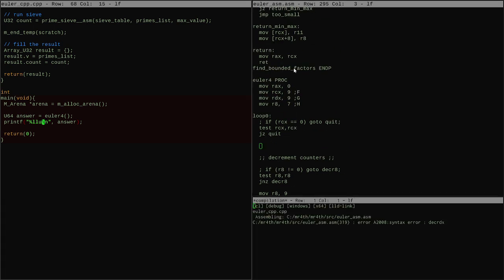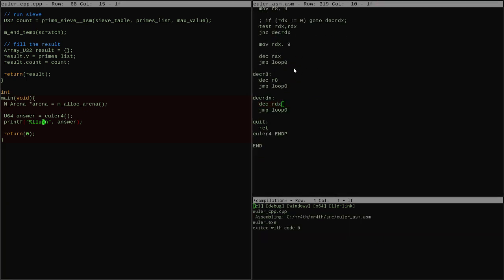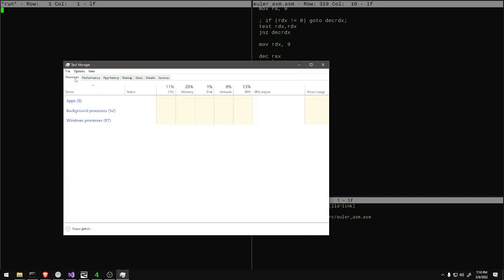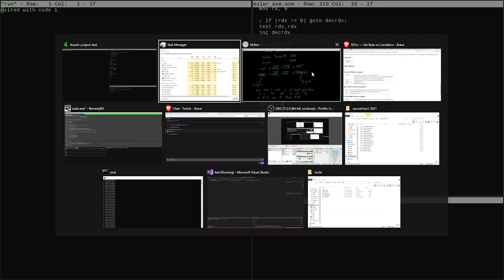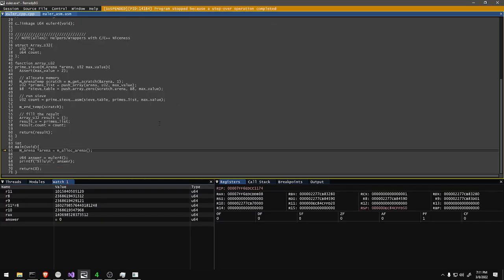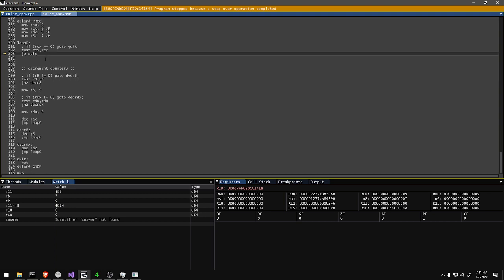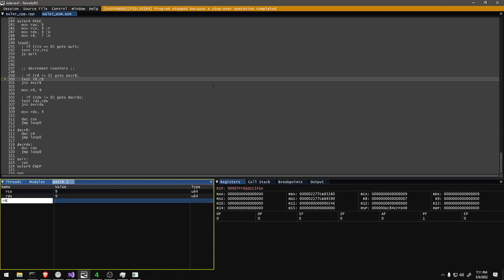Now, if I test it, we should just be getting 0 here, dec RDX. We're getting an infinite loop. Okay. Let's figure out what went wrong there first. Okay. RCX is not 0, so can I just see RCX, RDX, R8?